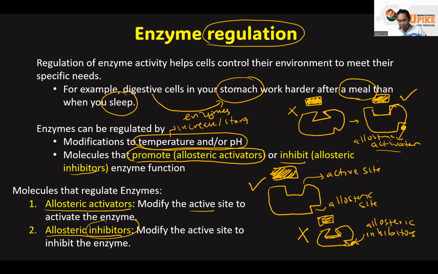For the activators, usually we start with an active site that is not fit with the substrate, and then we need the activator in order to make it fit. If it is an inhibitor, usually the enzyme is already fit with the substrate, and then this molecule binds to the allosteric site, causing the enzyme to no longer fit the substrate. It will inhibit the reaction. So I hope it's easy to understand the difference between activators and inhibitors.